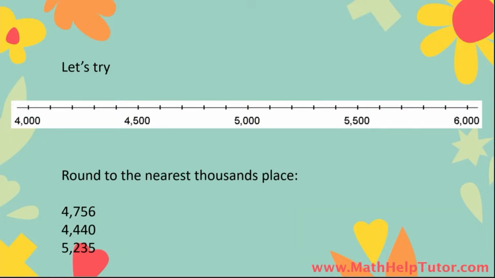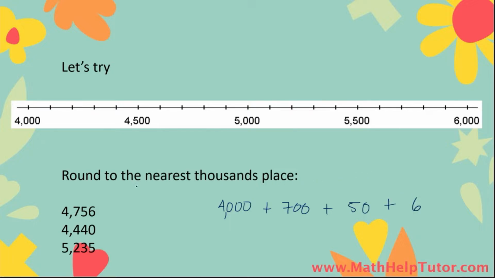Let's now try rounding numbers in the thousands. Let's round the numbers 4,756, 4,440, and 5,235 to the nearest thousands. So let's first look at the number 4,756. So let's write the expanded form of this number. We have 4,000 plus 700 plus 50 plus 6.